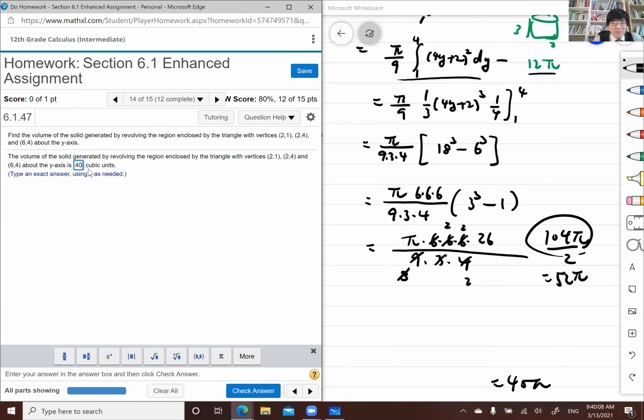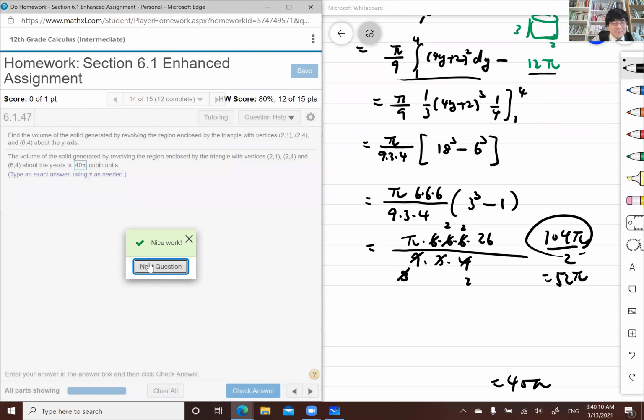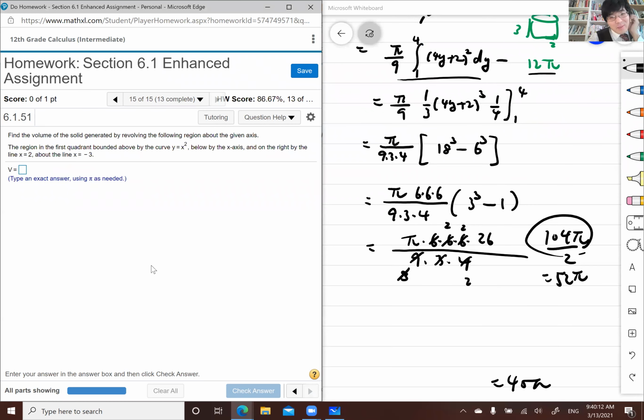Sorry for the messy computation, because I'm frustrated with my computer.